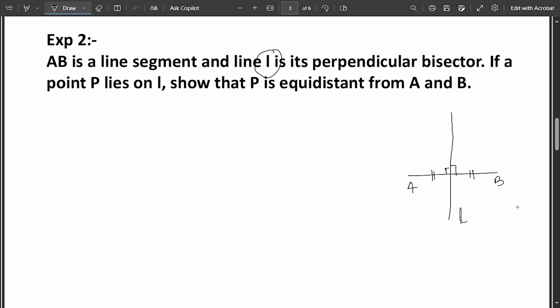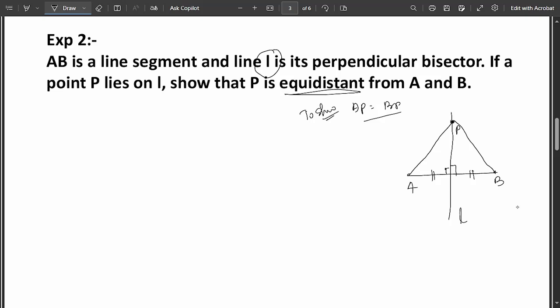If a point P lies on L, suppose any point P lies on L, we have to show that P is equidistant from A and B. That means the distances of P from A and B are the same. That means we have to show AP equals BP.